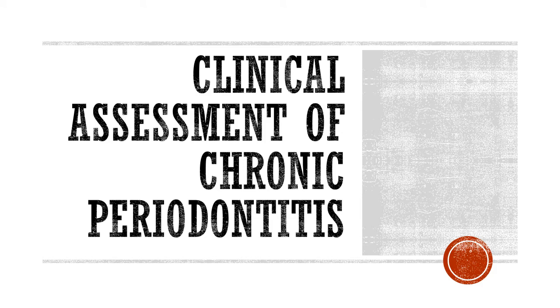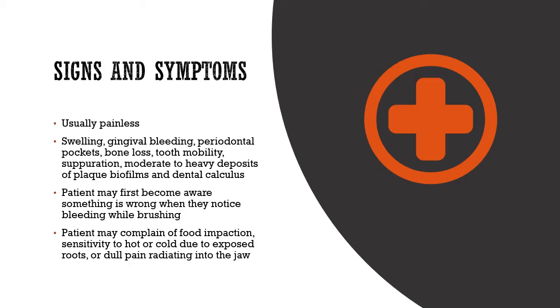The clinical assessment of chronic periodontitis. Now we're going to get into some signs and symptoms. Usually this disease is painless. Some things that could be noted are swelling, gingival bleeding, periodontal pockets, bone loss, tooth mobility, separation, moderate to heavy deposits of plaque biofilms and dental calculus. Generally, the patient may first become aware something is wrong when they notice bleeding while brushing. The patient may also complain of food impaction, sensitivity to hot or cold due to exposed roots, or a dull pain radiating into the jaw.